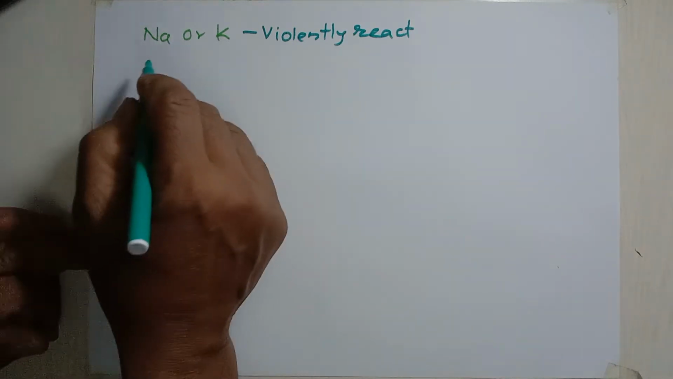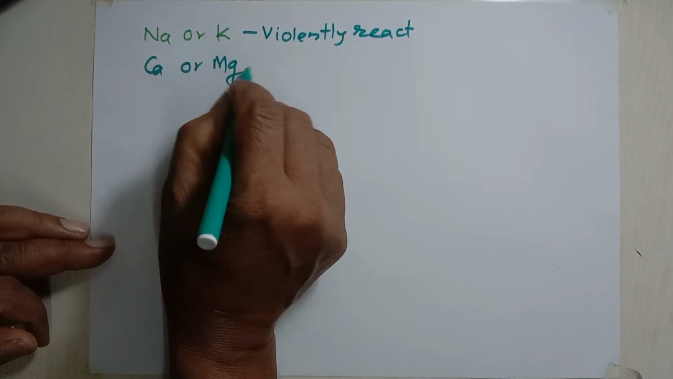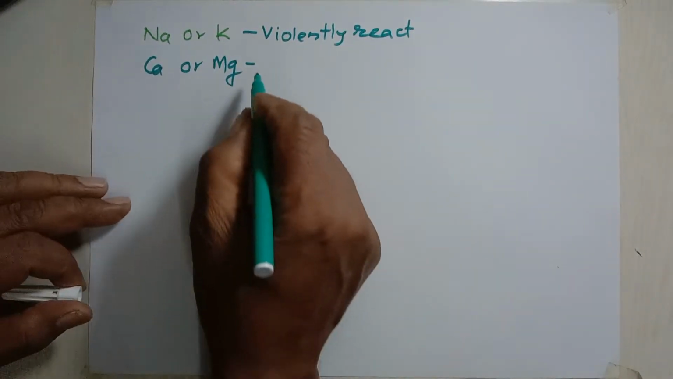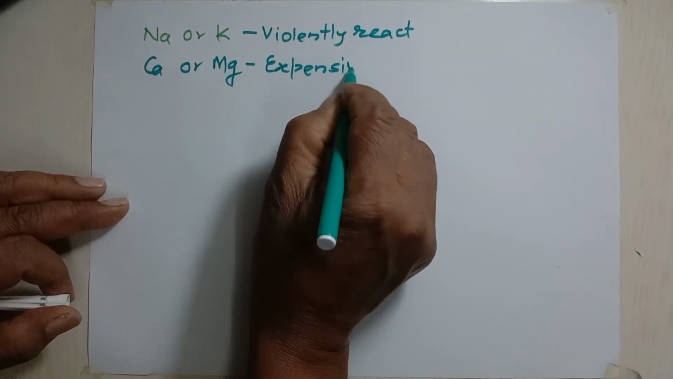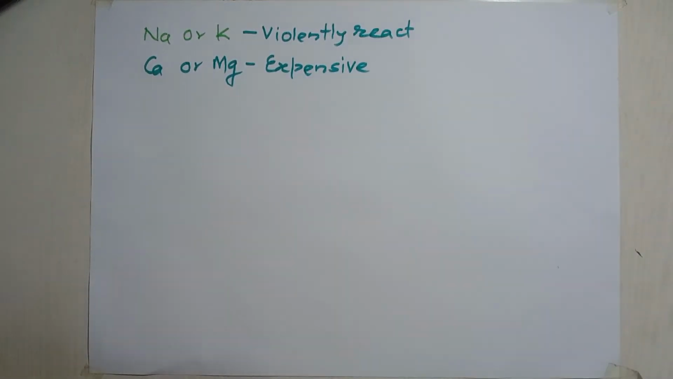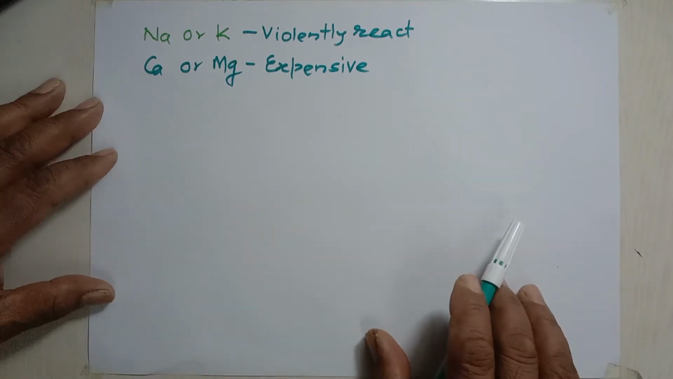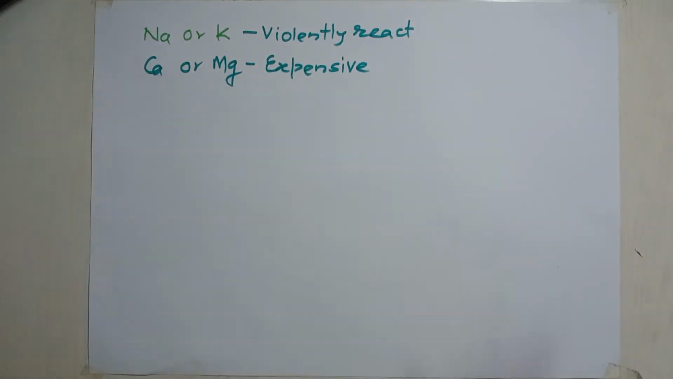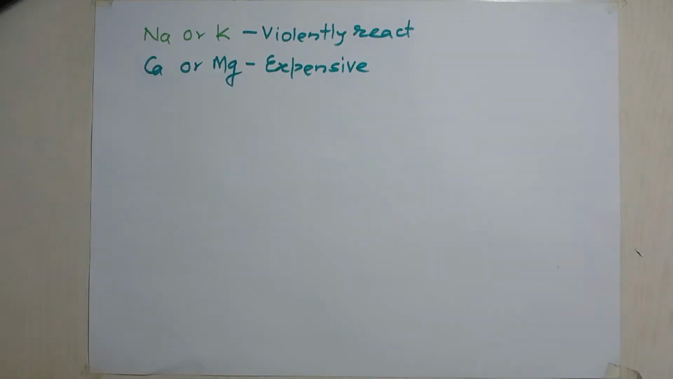And calcium and magnesium are also not used. Why they are not used? Because they are expensive in comparison with the zinc. We have to select that method, that process, that chemical which must be cheap also, and that can be performed all over the world in any country, in any level. And that's why calcium and magnesium is comparatively expensive than zinc. That's why this is also not used.